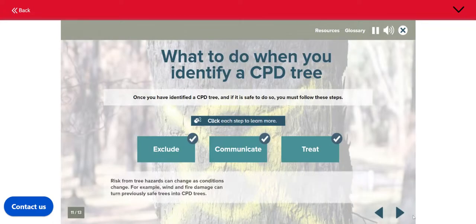Risks from tree hazards can change as conditions change. For example, wind and fire damage can turn previously safe trees into CPD trees. Dynamic Risk Assessment, DRA, is a continuous process that allows you to maintain safety in changing circumstances.